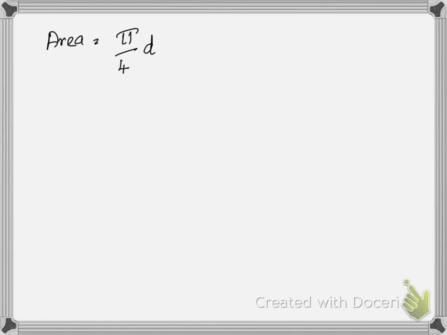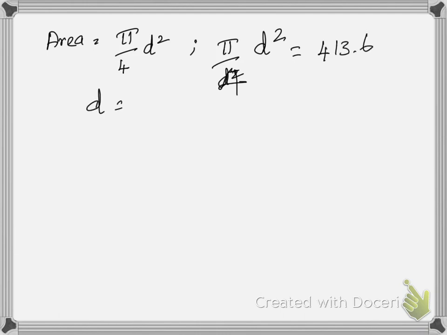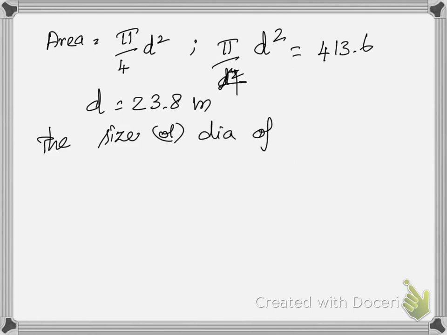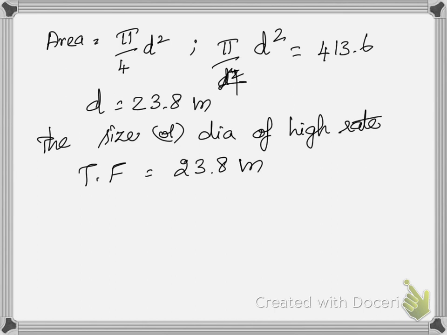If area is known, easily we can calculate our diameter, because the formula for area is pi by 4 d square. So area we have calculated: pi by 4 d squared is equal to 413.6. So my D will be equal to 23.8 meter. So the size or dia of high rate trickling filter is 23.8 meter.